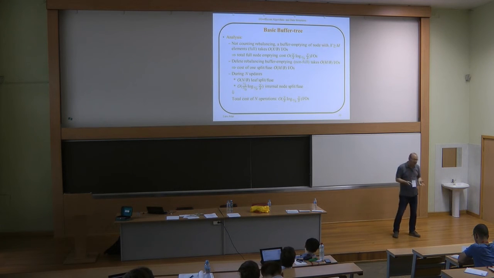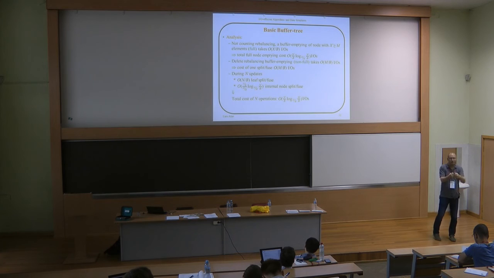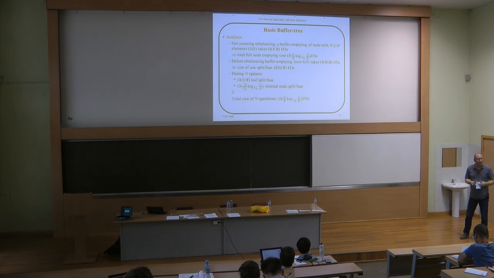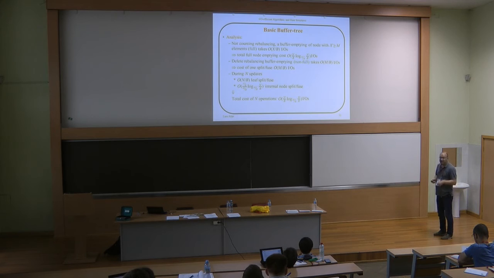So here you see an example of where it's important to have slack in your B tree and not do very many rebalancing operations because they're expensive. But the bottom line here is that to do n insertions or deletions, I spend this many IOs, so amortized each of them costs this divided by n.